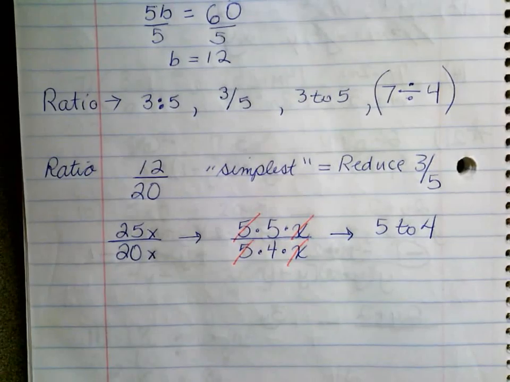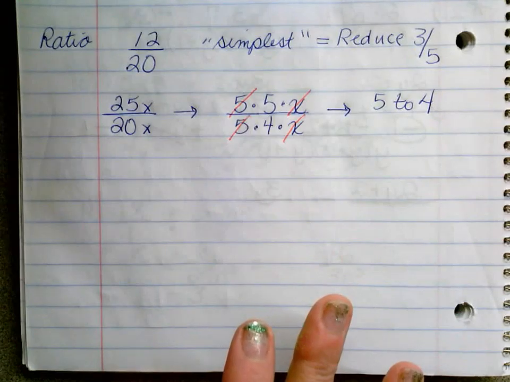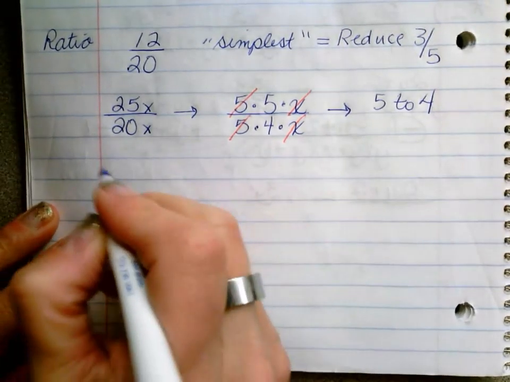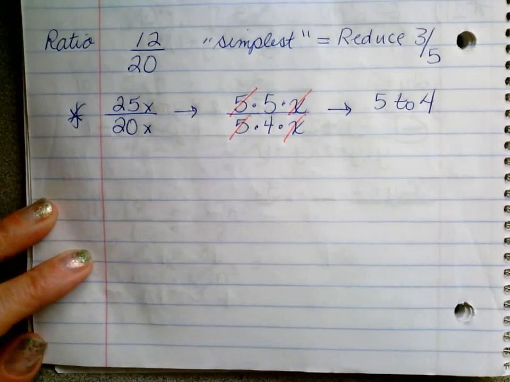Okay? We've been doing this since the previous chapter, reducing, simplifying fractions. Now they're just simplifying, reducing ratios. They're using them a little bit differently, or speaking about them a little differently. Any questions on this one right here? Nope. Okay, B.